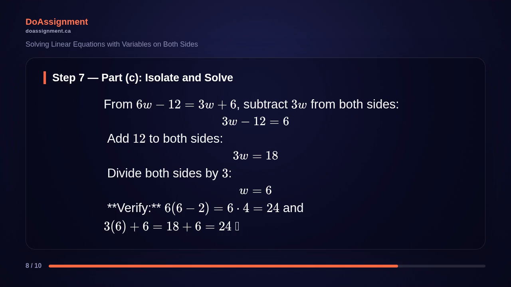Checking, 6 times the quantity 6 minus 2 equals 24, and 3 times 6 plus 6 also equals 24. The solution is confirmed.